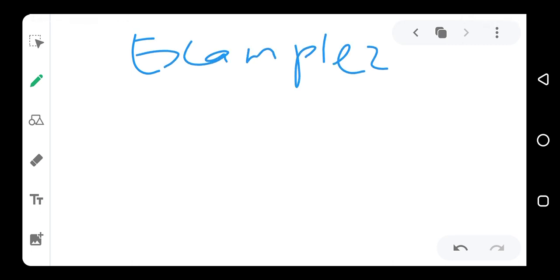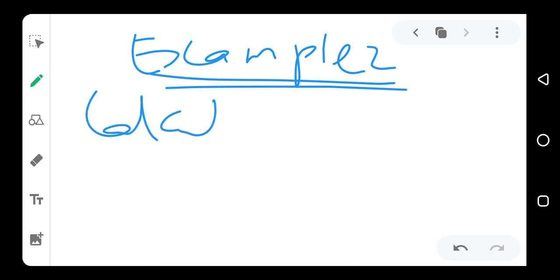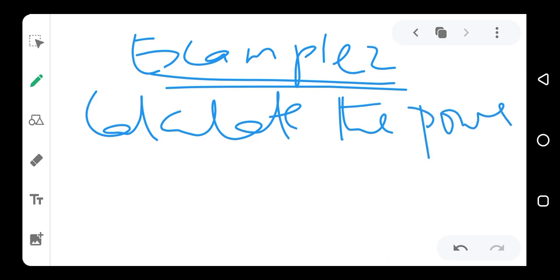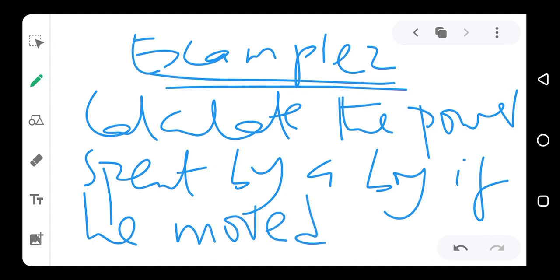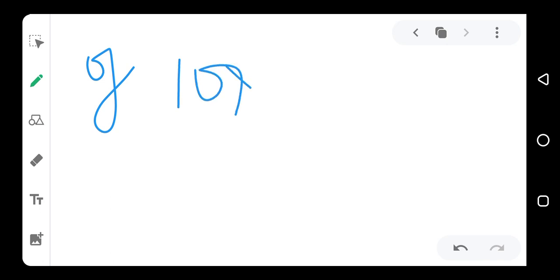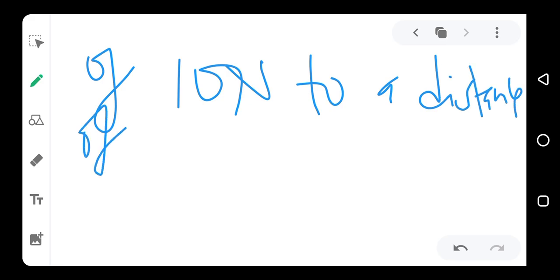Example 2. Calculate the power spent by a boy if he moved a load of 10 Newton to a distance of 2 meters in 5 seconds.